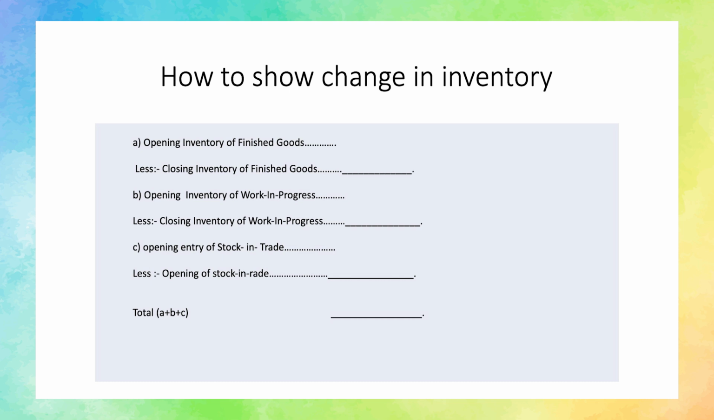Part B, opening inventory of work in progress less closing inventory of work in progress. Part C, opening stock in trade less closing stock in trade. Total: A plus B plus C.